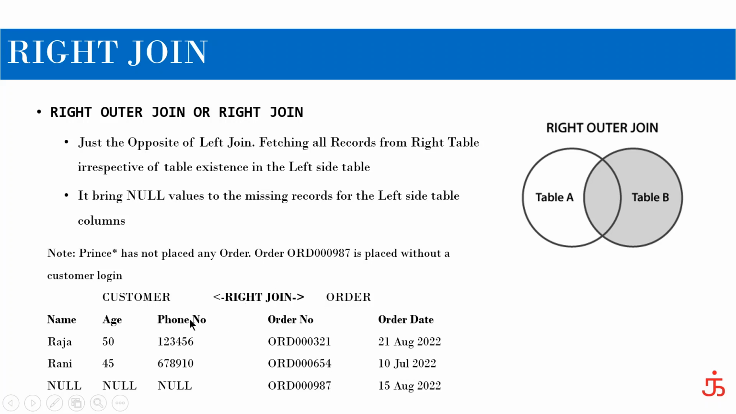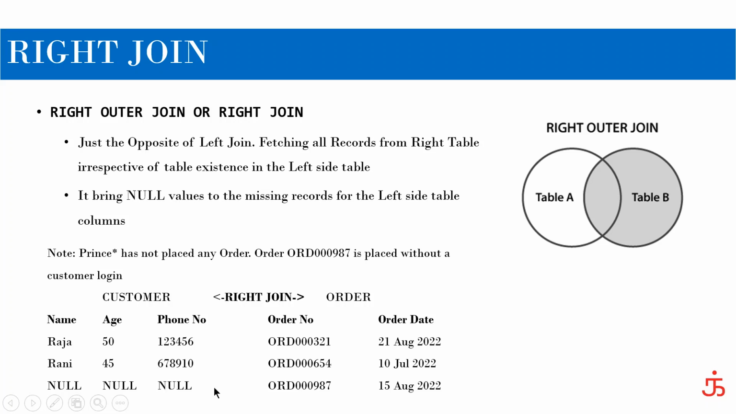this is how the data output will come. Because for this order there is no valid customer. So it will bring all the matching customers from the customer table on the left side. For missing records, it will show null.